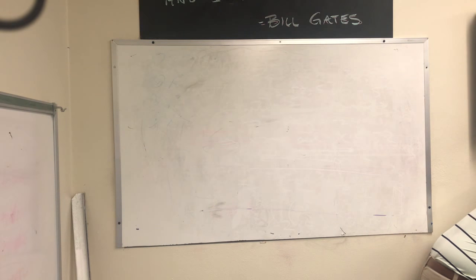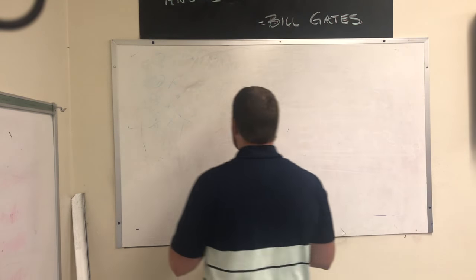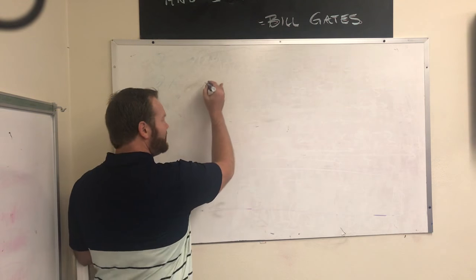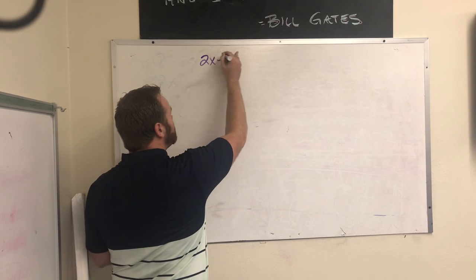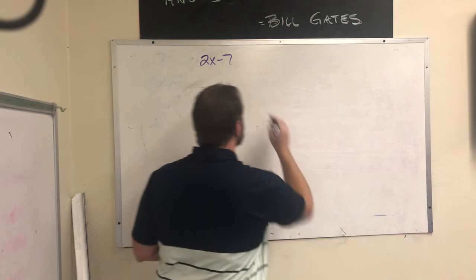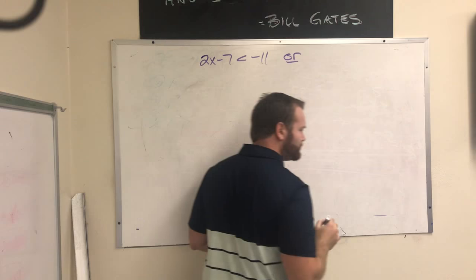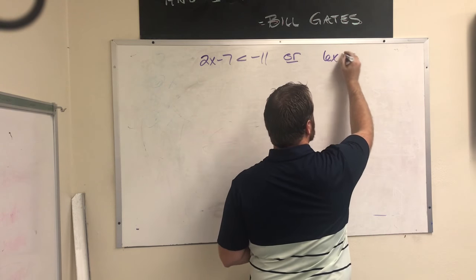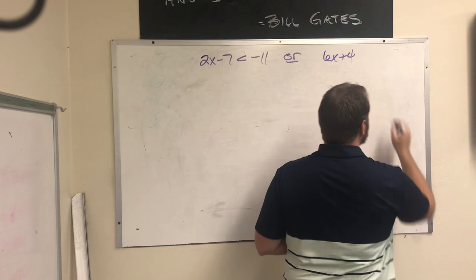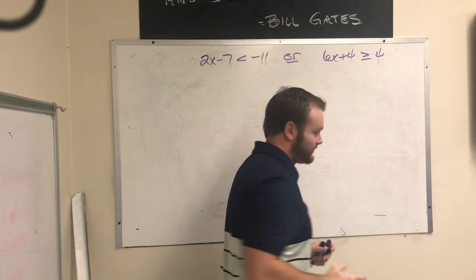I want to do an example. Did we do an example yesterday that was like -2 is less than 2x plus 3 is less than or equal to 15? Yeah. Okay. So I want to go down to example 2 here, which is going to look like this. It's going to be 2x minus 7 is less than -11, or 6x plus 4 greater than or equal to 4.